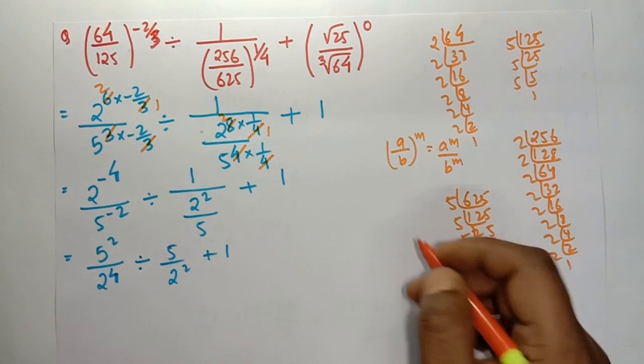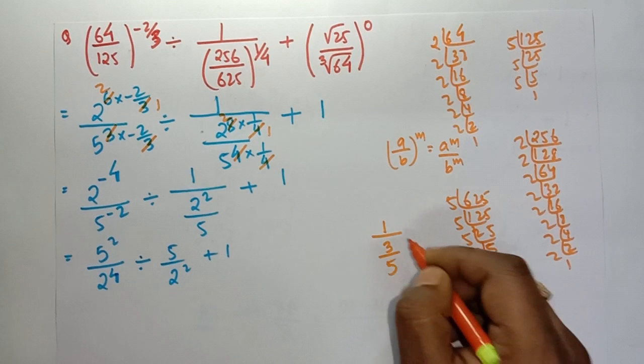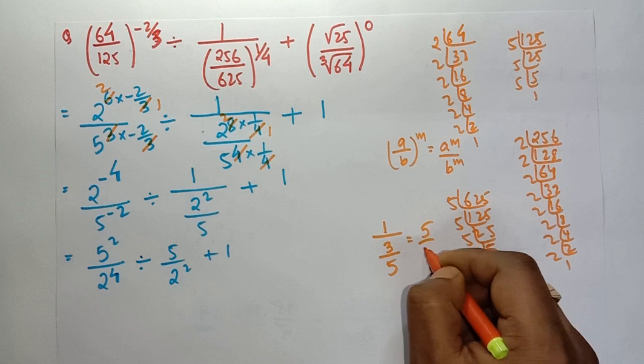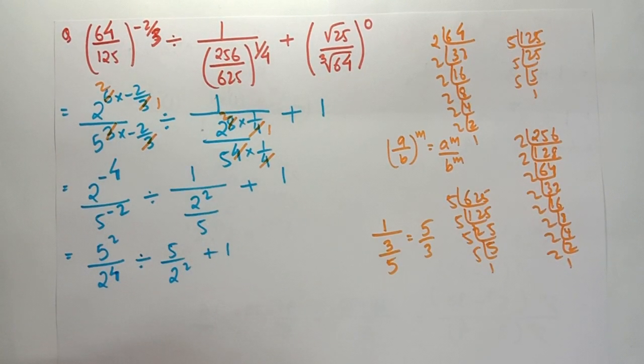As you know, you have done in previous classes, in junior class, suppose this is like this, 1 upon 3 upon 5. You can write this as 5 upon 3. Similarly, 1 upon 2 square by 5, I can write this way.